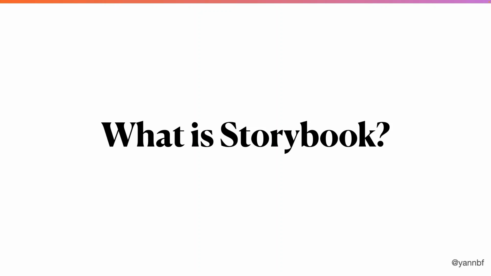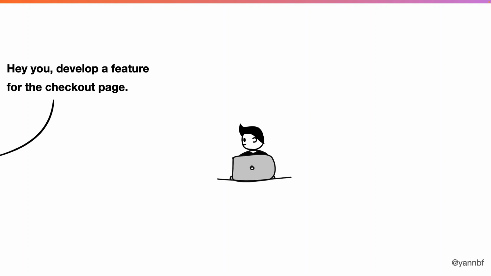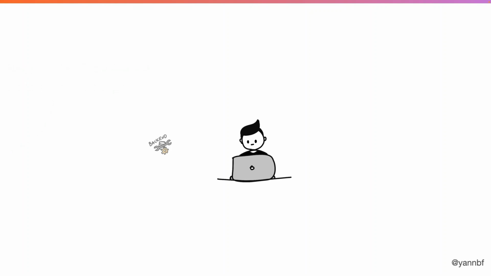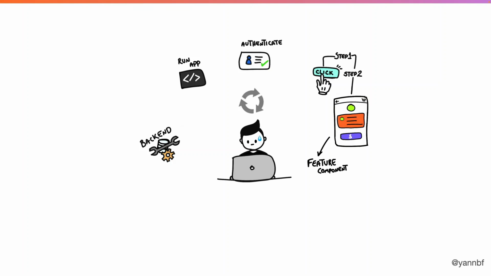So what is Storybook? I want to answer that with a story. Let's suppose you're developing on a project and your project manager comes to you saying, "Hey, I need you to develop a feature for the checkout page." In order to work on that feature, you might as well have to spin up the backend instances. You might have to run the application. And then once you run the application, you have to authenticate the specific users. And then you need to click here, click there, go through different steps, all the way to finally find that feature component, which is the only thing you actually cared about in the first place. And that process is happening over and over every single time you have to work on that feature again.